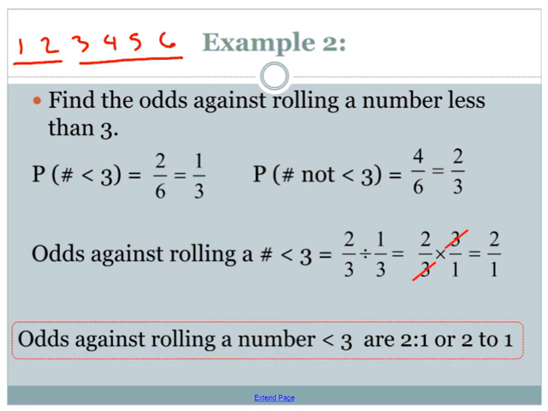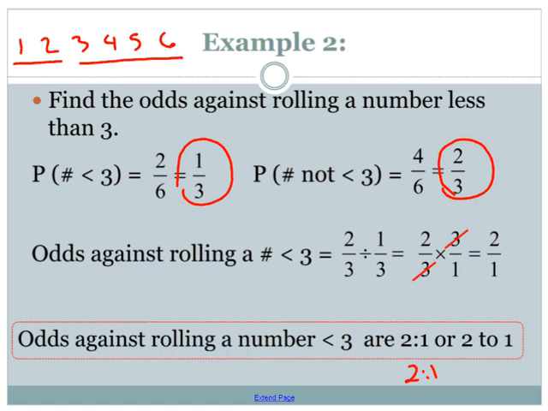Okay? So the odds against rolling a number less than 3. We get 2 to 6, and then we get 4 to 6. Now, this says the odds against, so that means we want the failures first. So we would use 2/3 or 4/6, whichever, right? So you'd use 2/3 first, take 2/3 divided by 1/3, the failures divided by successes. That comes out to 2 over 1, and then you would write that as 2 to 1.